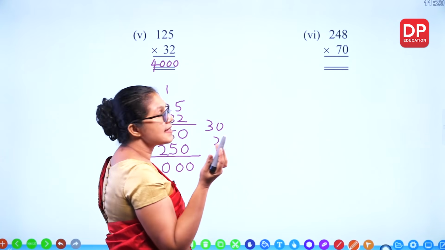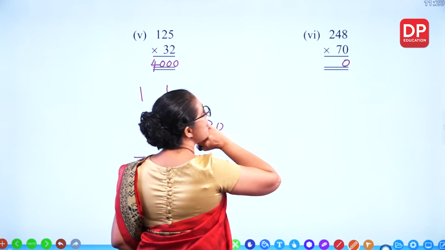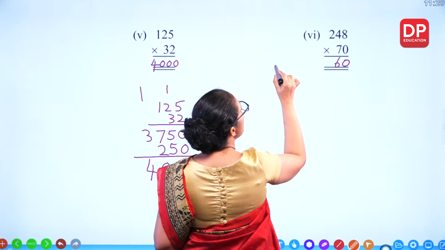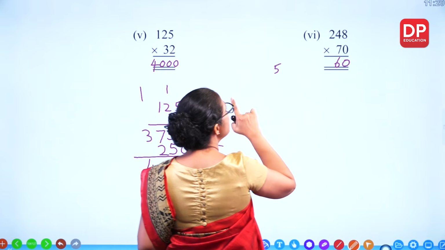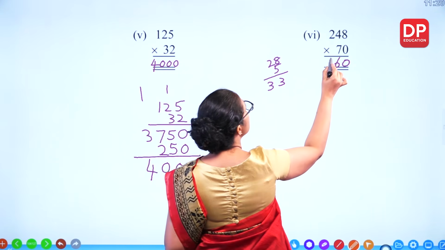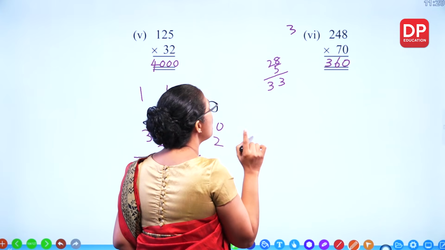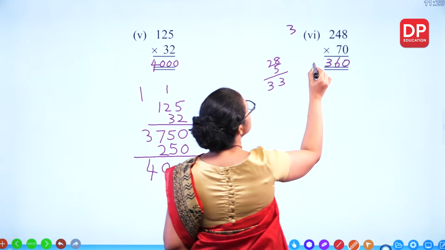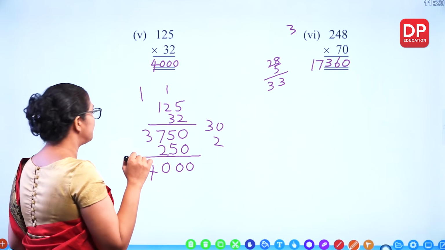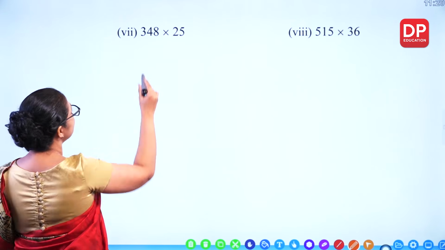This one multiply by 70. That means you can do at once. Put a 0 and multiply by 7. 7 times 8, 56. 5 remaining. 7 times 4, 28. 28 plus 5, 33. Take 3. 7 times 2, 14. 14 plus 3, 17. So the answer is 17,360. Multiply by 25 now.